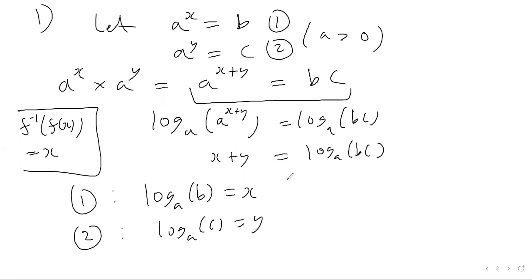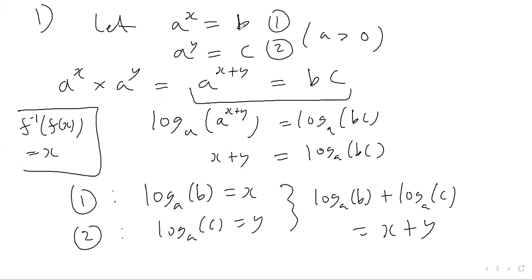So we know that to be true as well. So what happens if we add these two equations together here? So if we do the first one plus the second one, well, if we do log base a of b plus log base a of c, well, we get x plus y. But what do you notice? So we notice that x plus y is log base a of b times c, but we just arrived at this conclusion here that x plus y is also log base a of b plus log base a of c. So therefore, we get our first rule.